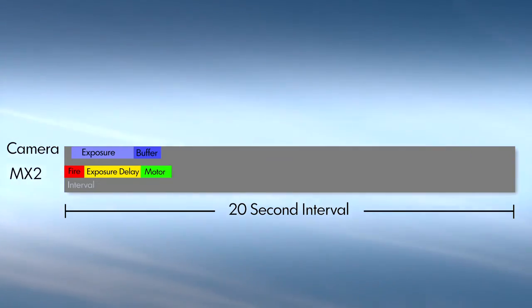Now during this cycle, the MX2 will trigger an exposure for 100 milliseconds, then pause for the exposure delay of 2 seconds. Then the motor will move, and the rest of the time will be spent waiting for the end of the 20 seconds before repeating the cycle.